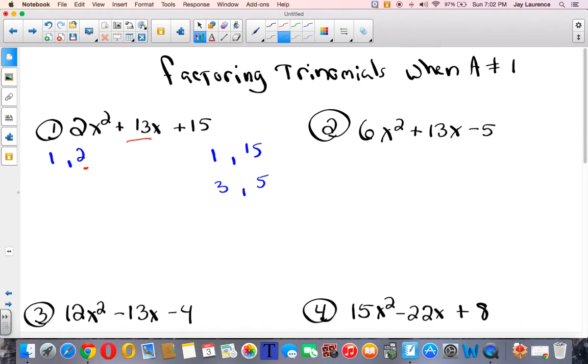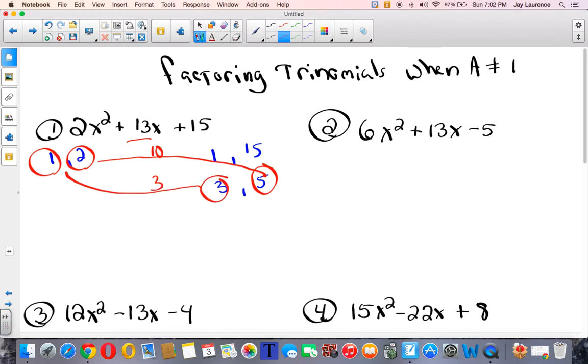Hey, how about this? What if I go 2 times 5? 2 times 5, that would give me 10, wouldn't it? And then 1 times 3 would give me 3. And if I add 10 plus 3, sure enough, I get 13. So I've got the right factors.